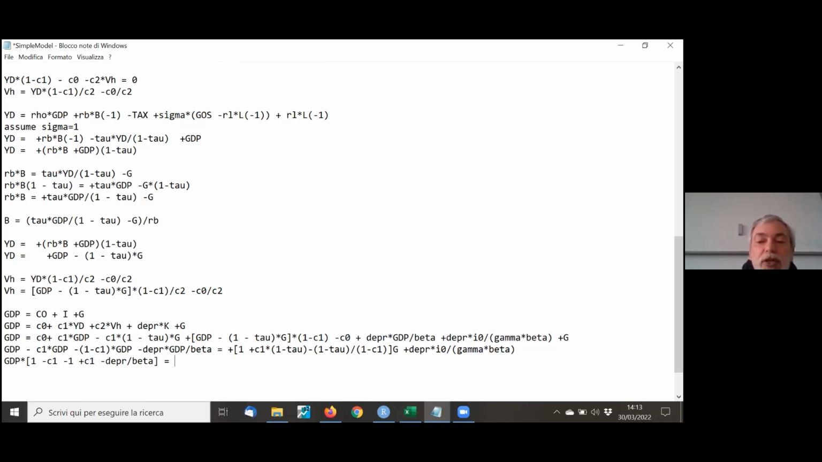And here for G, we have 1 that has to be multiplied by 1 minus C1. So we have 1 minus C1 plus 1 minus C1 times C1 times 1 minus tau minus 1 minus tau.